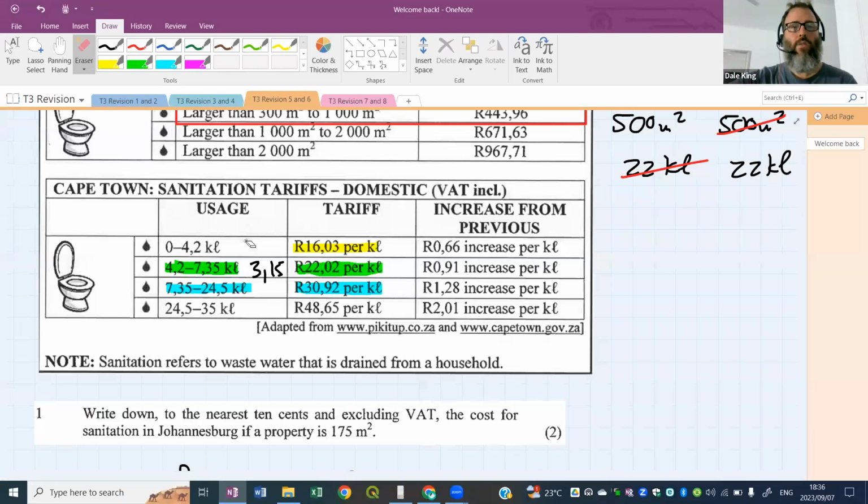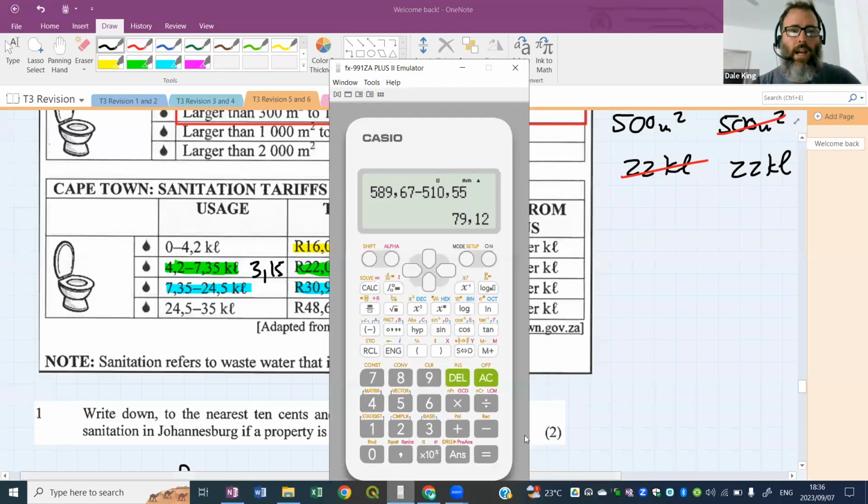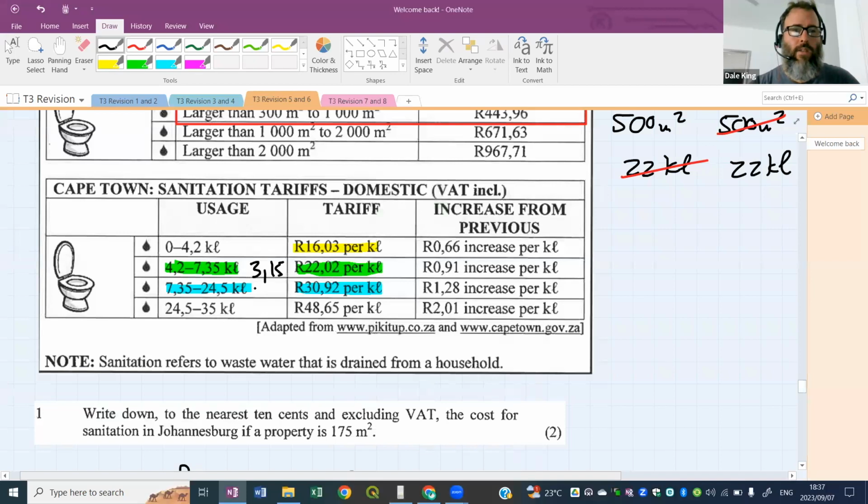Oh, okay. So what we're doing is we're taking out 22 kiloliters. Yes, sir. The bottom 4.2, you charge at 16 Rand 3. The next 3.15 kiloliters, you must charge at 22.02. Whenever I see these tariff tables, I always tell my students to please quickly calculate how much is in each tariff. So we should have done 24.5 minus 7.35, which is 17.5. So we know there's 17.5 kiloliters in here.